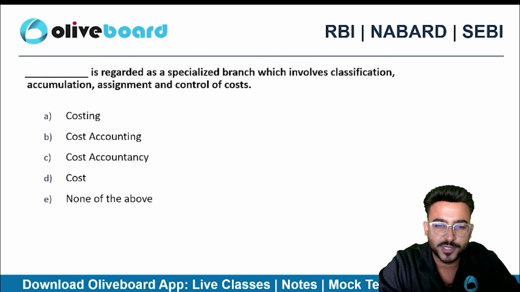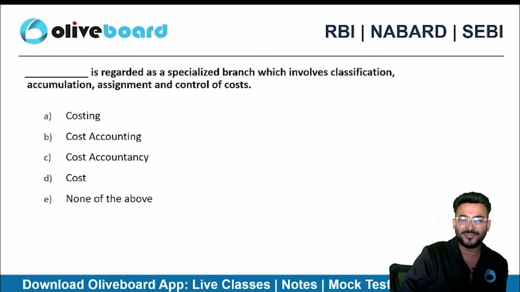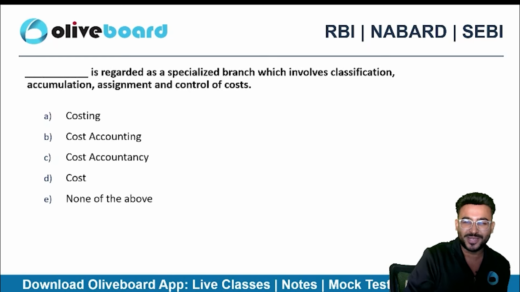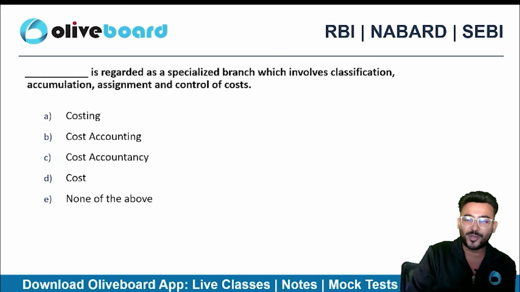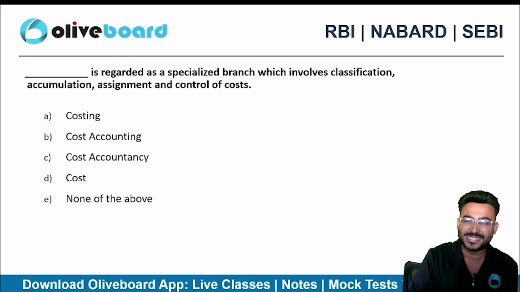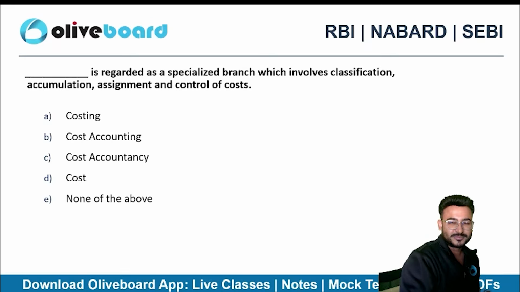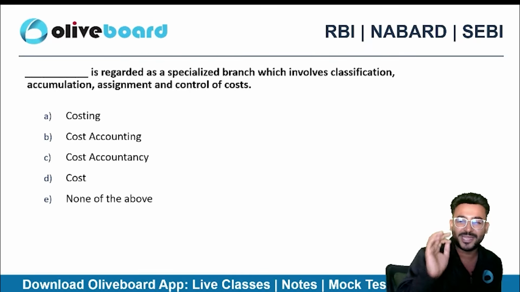I can see that one student is writing a particular option and the rest of the students are also following the trend. Is it really the matter whether we do classification, accumulation, or assignment in cost accountancy? Do you think that, or do you think that cost accountancy is more of an art, more of a science? And that's what happens in the examination also. This is a very simple and direct question.